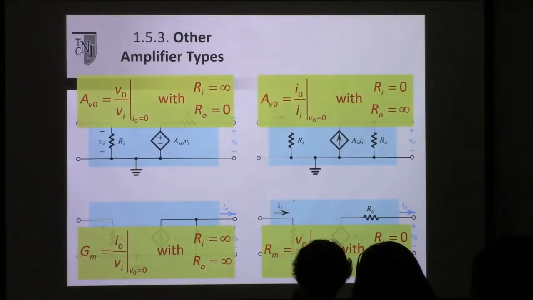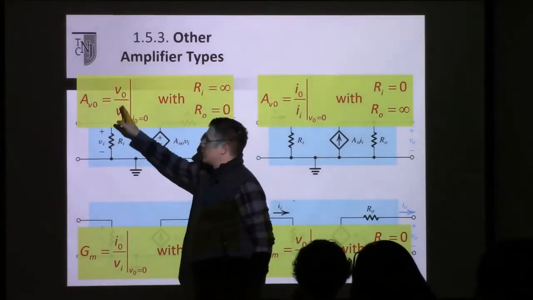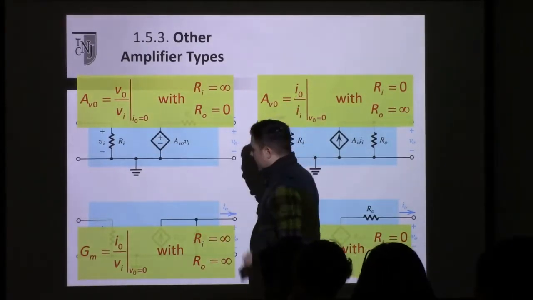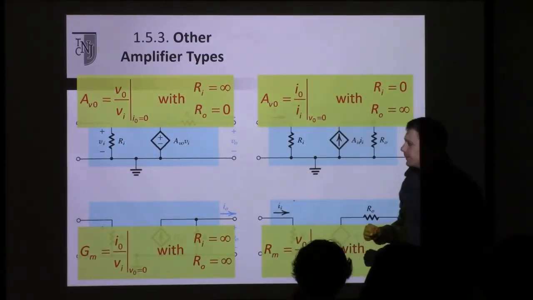Now, this here shows us the gain value: V out over V in, I out over I in, I out over V in, etc. That I think we've already made clear.